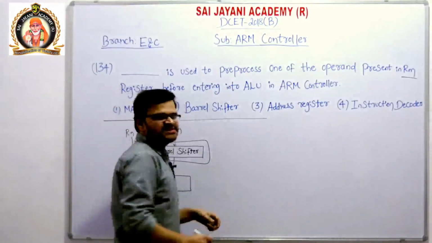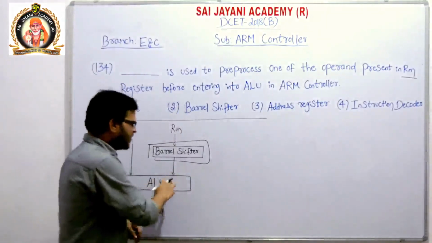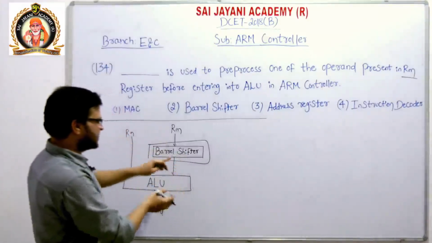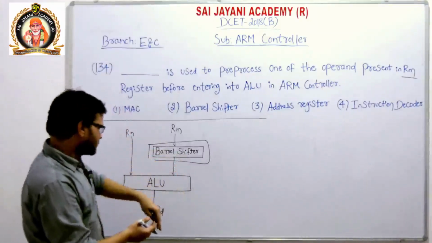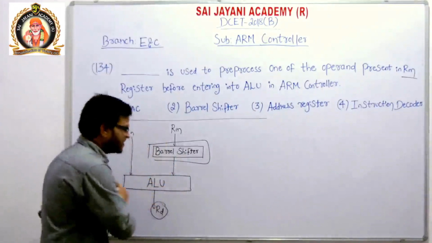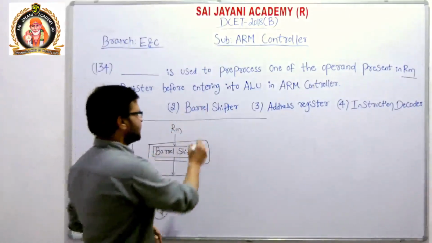Pre-processed means it will be shifted to the left or right before entering into the ALU. So the Rm register is pre-processed in the barrel shifter. After pre-processing, it is fed into the ALU. Here Rd is the destination register. So the right option for this question is barrel shifter.